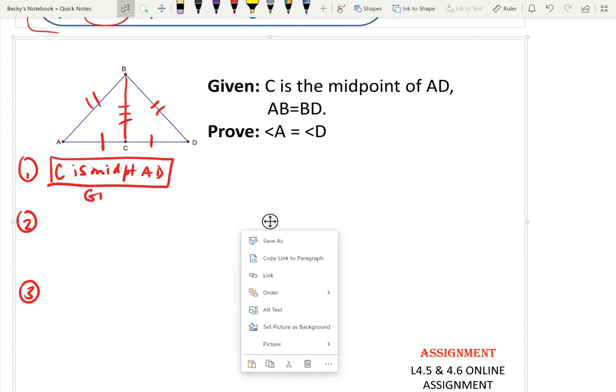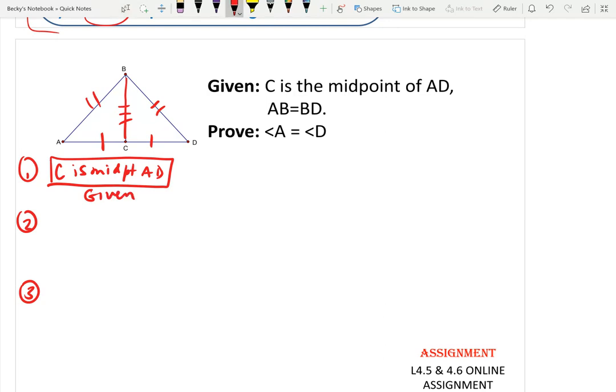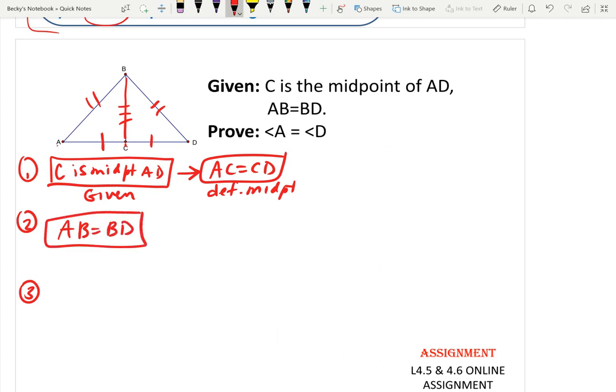C is the midpoint. This is given. Now, I'm not finished because I didn't prove anything equal. Since I know that's the midpoint, I know AC is equal to CD. Definition of midpoint. I'm finished with this step now since I know 2 things that are equal. A given statement is AB is equal to BD, and this is given. And I'm finished because 2 things are equal, and BC is equal to BC. And again, I almost wrote given, but this is reflexive.